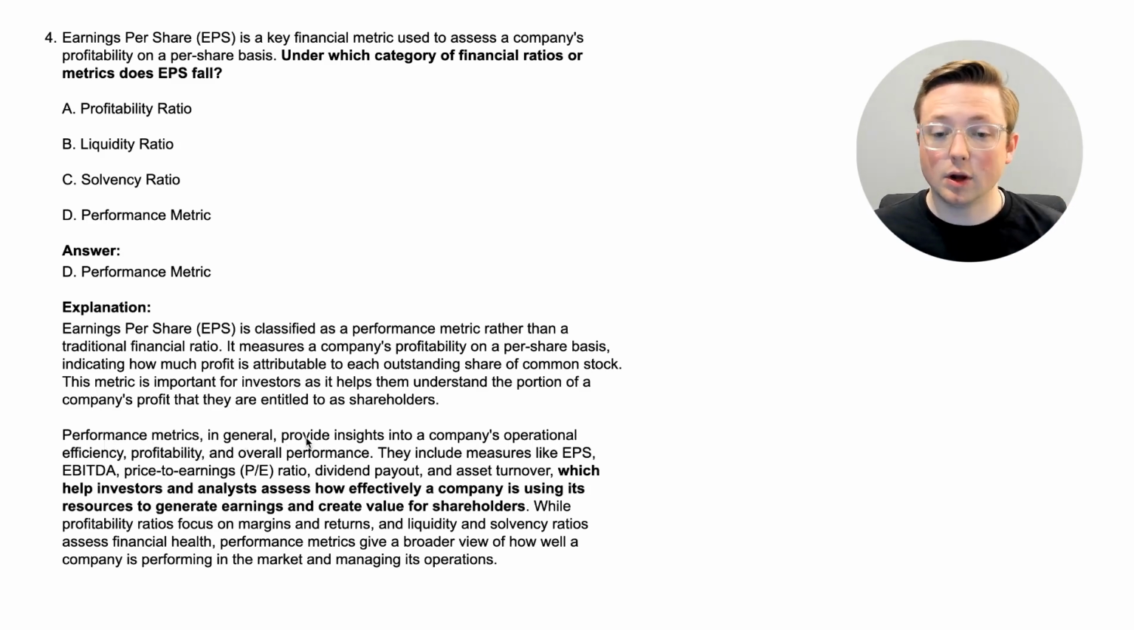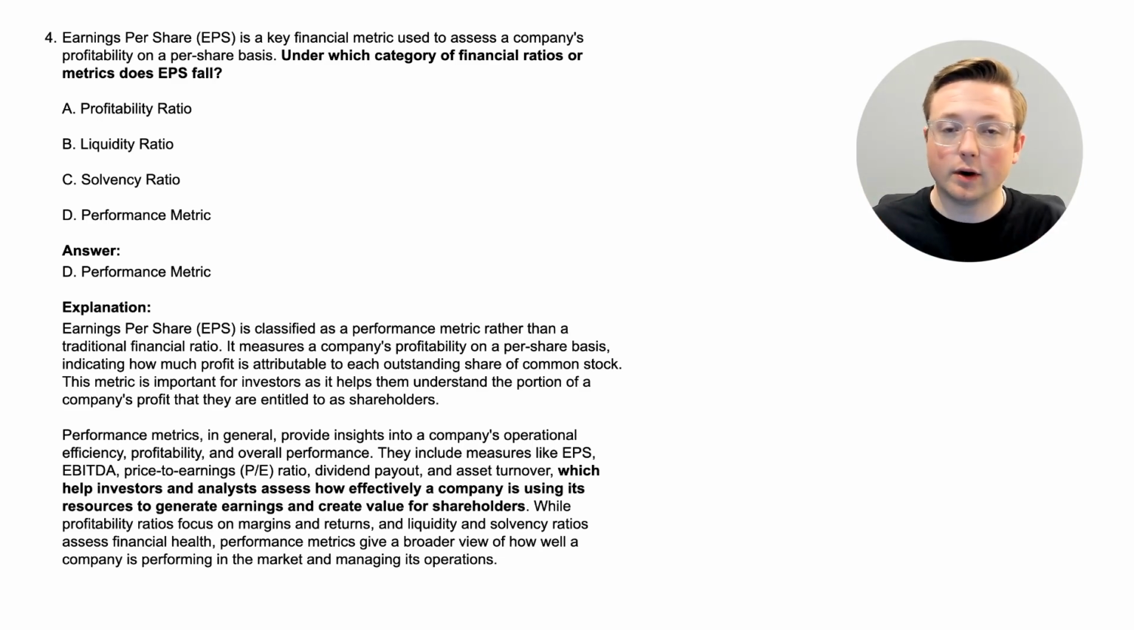Performance metrics in general provide insights into a company's operational efficiency, profitability, and overall performance. Now again, that kind of sounds similar to profitability ratio a little bit. They include measures like EPS, EBITDA, price to earnings or the PE ratio, dividend payout, and asset turnover, which help investors and analysts assess how effectively a company is using its resources to generate earnings and create value for shareholders. So that's the big difference there.